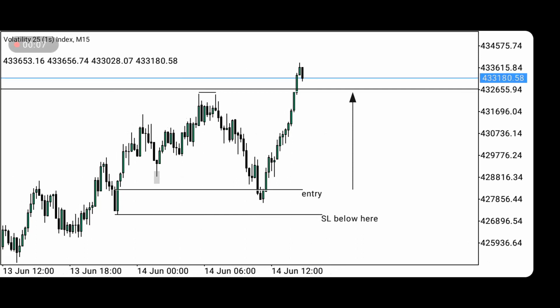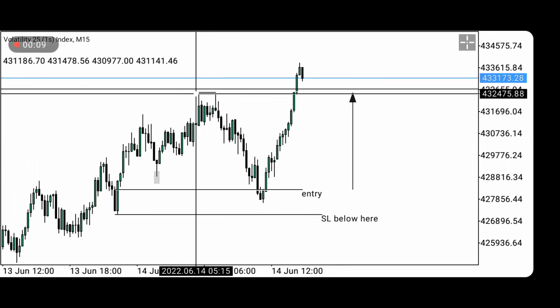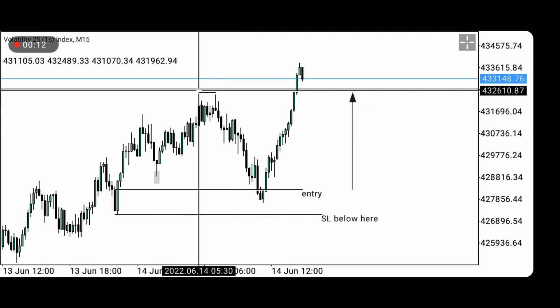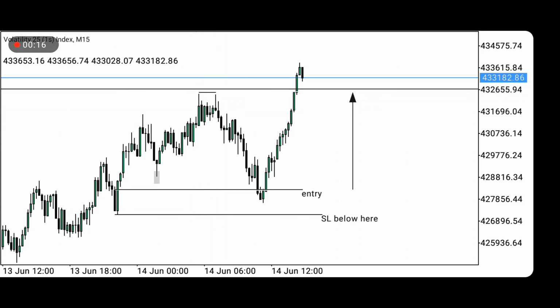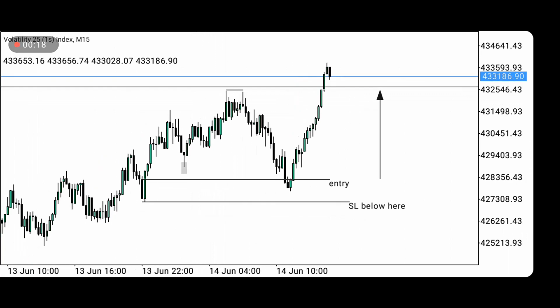So we can see that price, or market, actually traded into the relatively equal high which we had on the 5 minutes time frame and also on the 1 hour time frame.